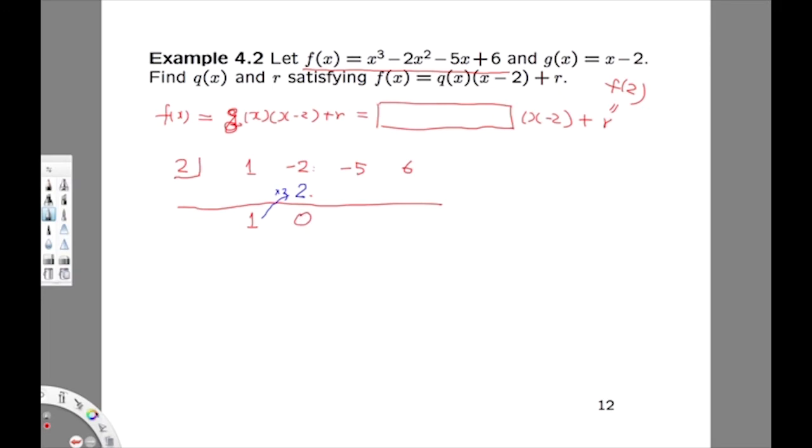Again, write this quantity 0 times 2, where 2 is coming from this. So in this case, you get 0, right? 0 times 2. And then you add them together, you get minus 5.